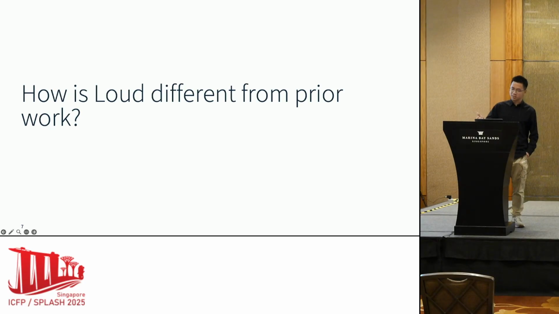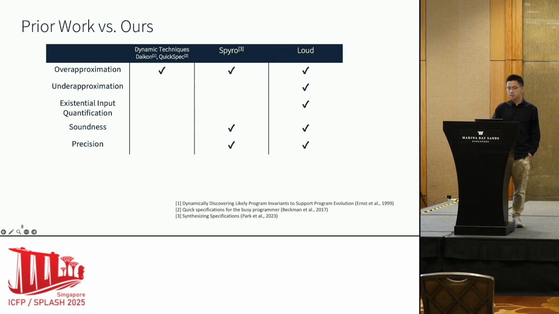There actually has been a lot of existing work targeting this problem of specification inference. So how is our framework different from previous work? For example, there are some dynamic techniques called Daikon and QuickSpec. They learn specifications from the execution traces generated by some test inputs. As a result, they only guarantee soundness over execution traces and give no guarantee on precision.